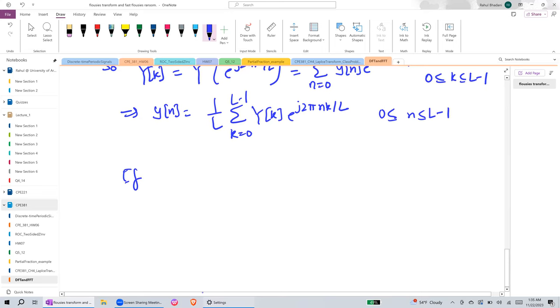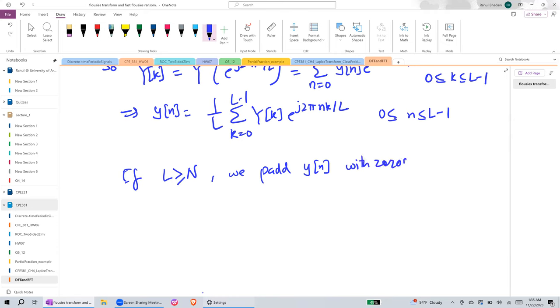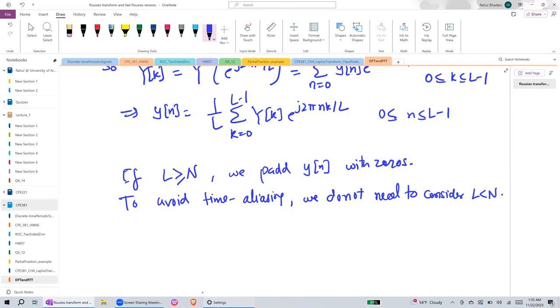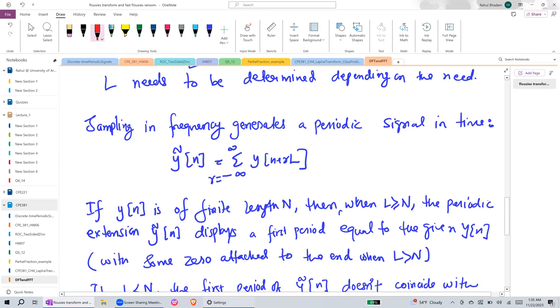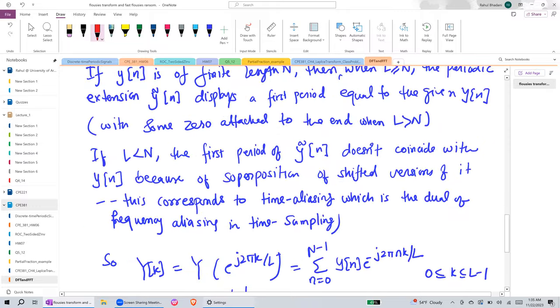And so if l is greater than n, we pad y of n with zeros to avoid time aliasing. We do not need to consider l less than n. Okay, so that's what we have. That's how you're going to calculate the DFT of an aperiodic discrete time signal.